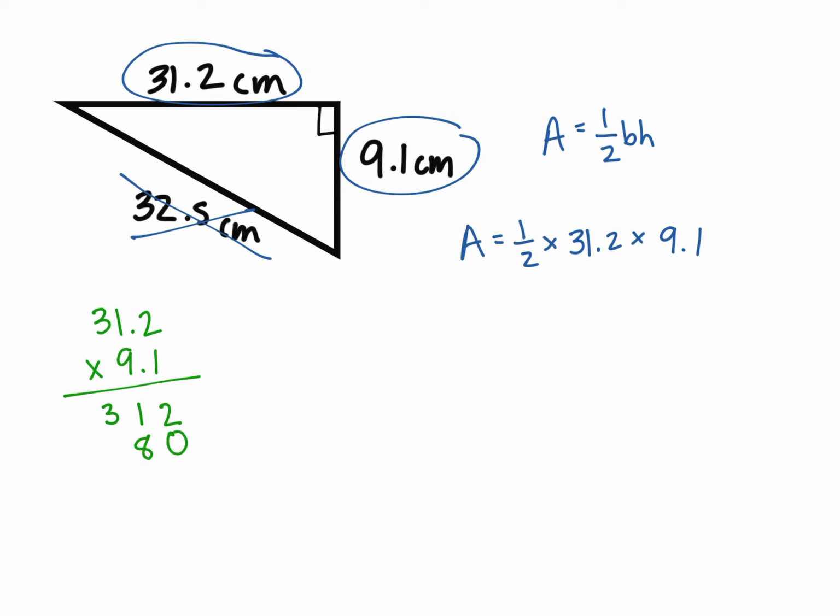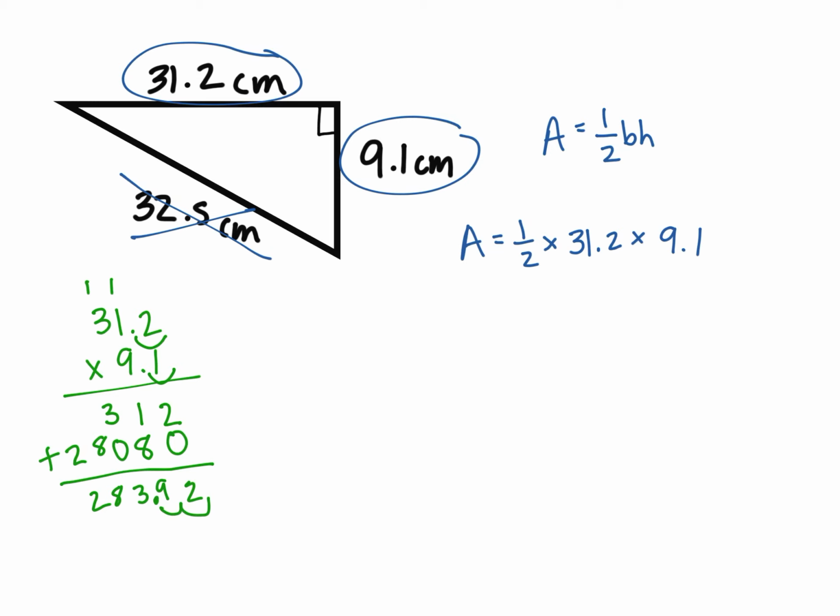9 times 2 is 18. Don't forget to carry your 1. 9 times 1 is 9, plus 1 more makes 10, and carry the 1. 9 times 3 is 27, plus 1 more is 28. Now we add. And since our question had 2 decimal spots, our answer also needs 2 decimal spots.